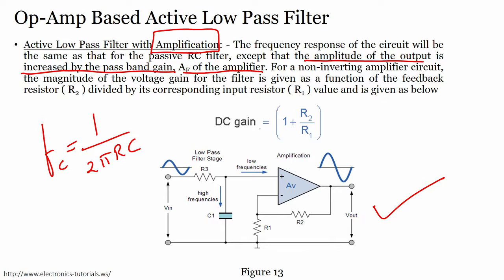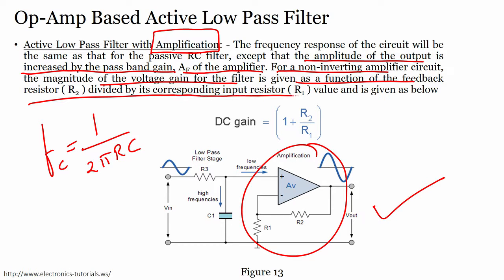That means the amplitude can be changed by the gain of the amplifier, which you can select from here. This is a non inverting amplifier, so we have the formula V out equals 1 plus R2 by R1 into V in. For a non inverting amplification circuit, the magnitude of the voltage gain of the filter is given as a function of the feedback resistor R2 divided by its corresponding resistor R1. This is the DC gain of this non inverting amplifier. I have said this hundreds of times, what is the DC gain of a non inverting amplifier, what is the gain of an inverting amplifier. You should now remember this formula by heart.